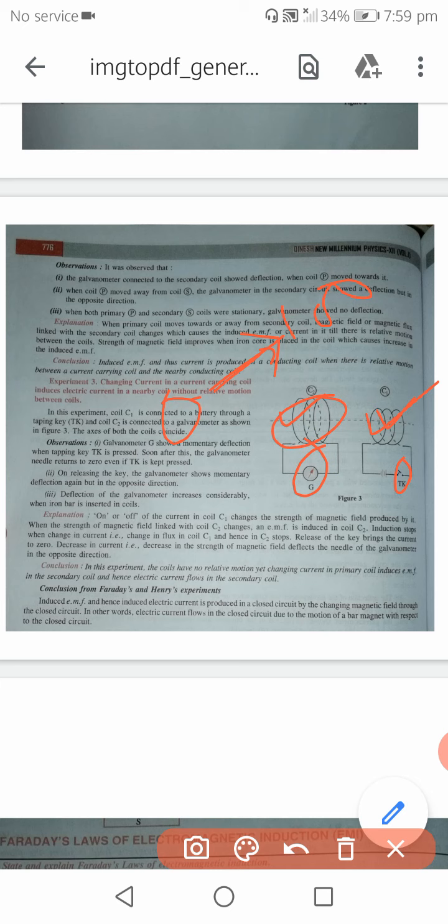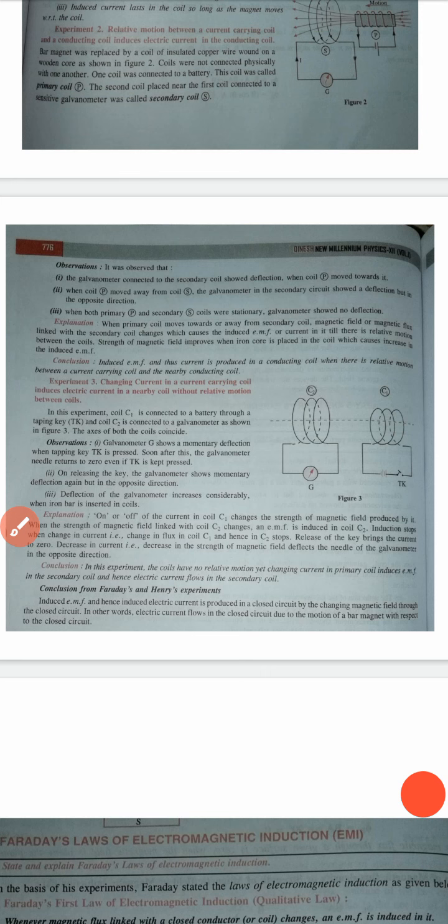Change in flux will take place again when this switch is off, meaning it will again become 0 from 100. Then this galvanometer shows deflection. So in all these three experiments, what is common? Common is that when there is a change in magnetic flux linked with this coil, then induced EMF or induced current is produced in this coil. That is the conclusion. Change in magnetic flux should be there.